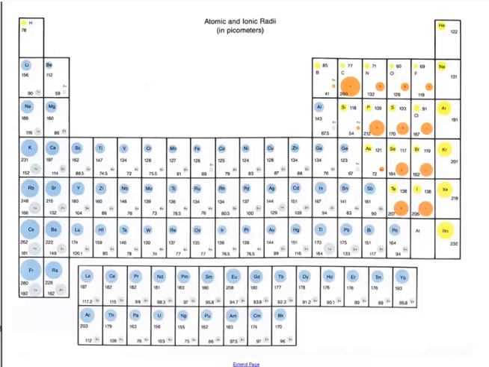So this takes us through Chapter 7. There's an awful lot of information here, so we need to make sure that we can sort it all out and figure out how to master it.